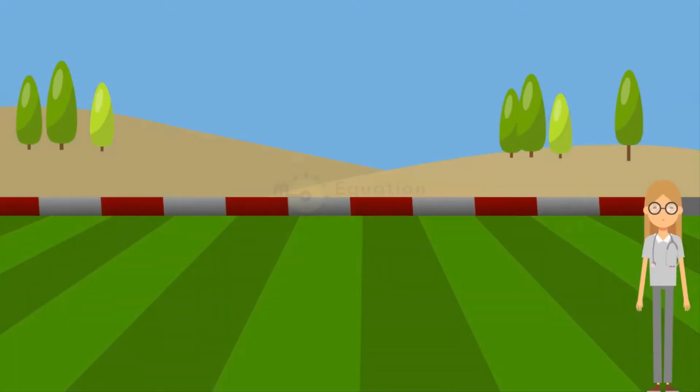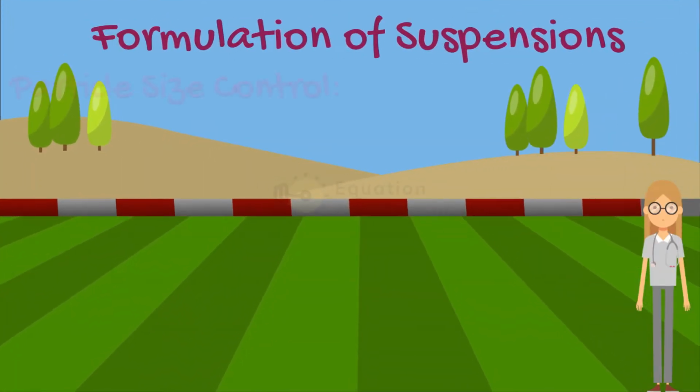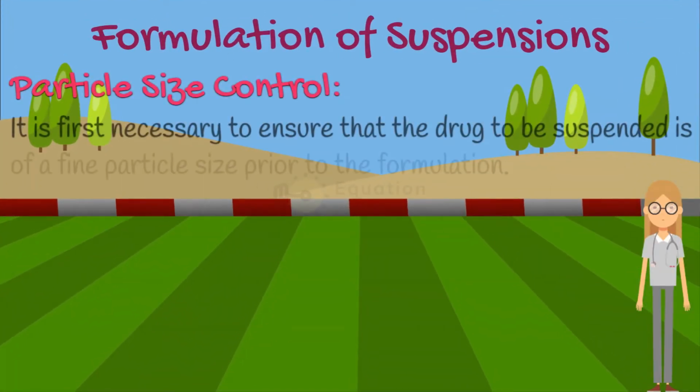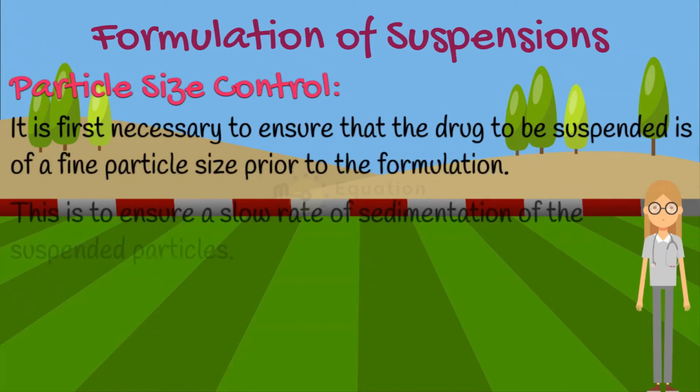How are suspensions formulated? Let's learn. It is first necessary to ensure that the drug to be suspended is of a fine particle size prior to the formulation. This is to ensure a slow rate of sedimentation of the suspended particles.